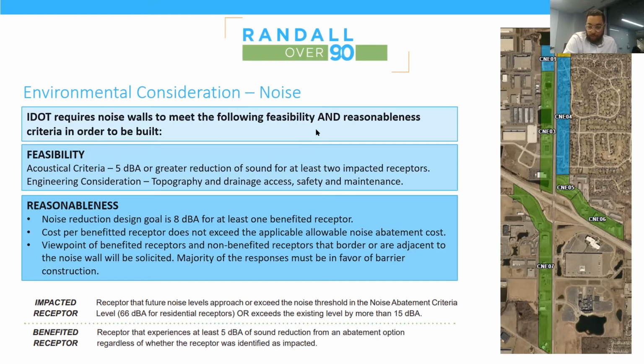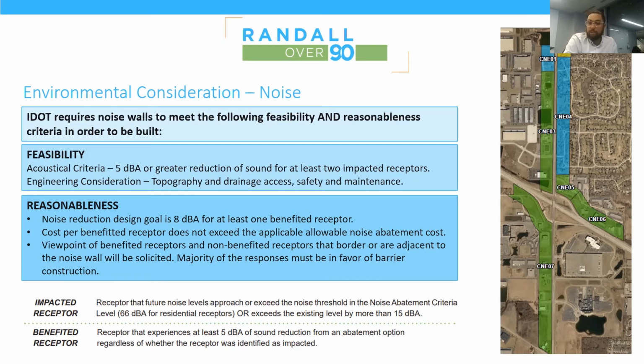So feasible means that you're getting 5 decibels of reduction at at least 2 impacted receivers. So the receivers that got you to this barrier analysis phase, are you getting 5 decibels of reduction with the barrier wall? If you are not getting 5 decibels of reduction at those receivers, the barrier is not feasible. It's not doing a great job as a barrier, and therefore it won't be considered feasible.